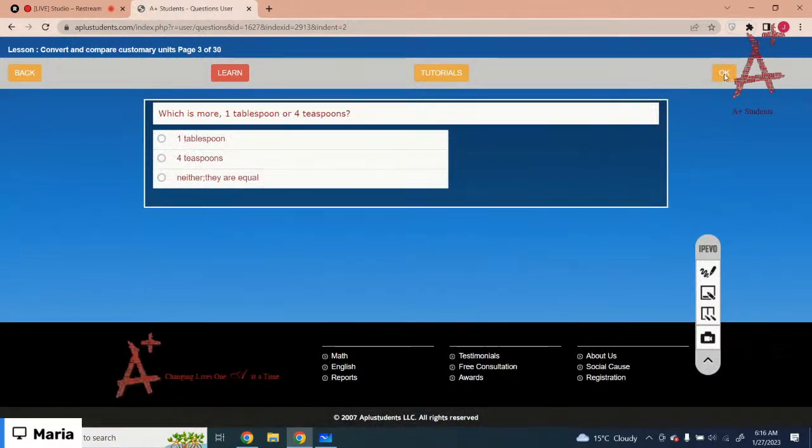Okay, which is more, 1 teaspoon, 1 tablespoon, or 4 teaspoons? How many teaspoons do we have in 1 tablespoon? 1 tablespoon is bigger. Got it? So 1 tablespoon equals 3 teaspoons.